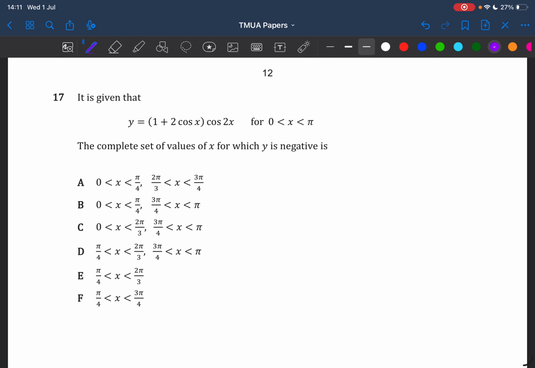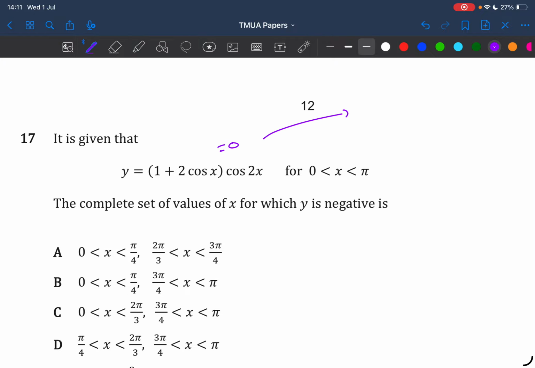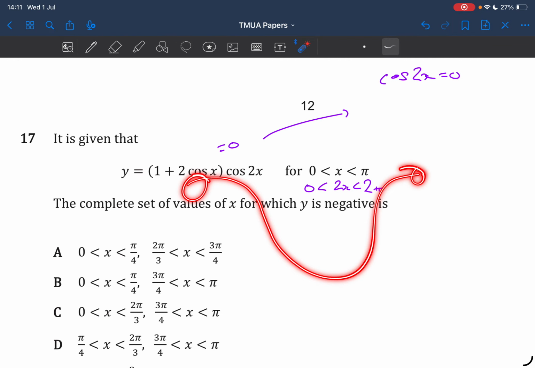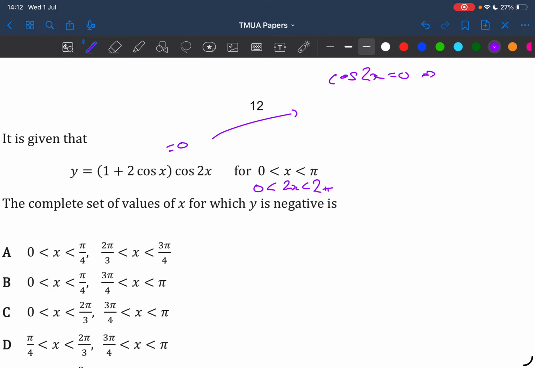Number 17 then. So we've got this thing. Find the complete set of values for which it is negative. So let's set it equal to 0 and solve it. What are we going to have? Well, if cos 2x is equal to 0, we could say that this is from 0 up to 2 pi then. We don't include either of them though. So if we start at the top, we don't have either endpoints, but it doesn't matter anyway. We want both of these values. They would be 90 and 270. So that's pi on 2 and 3 pi on 2.